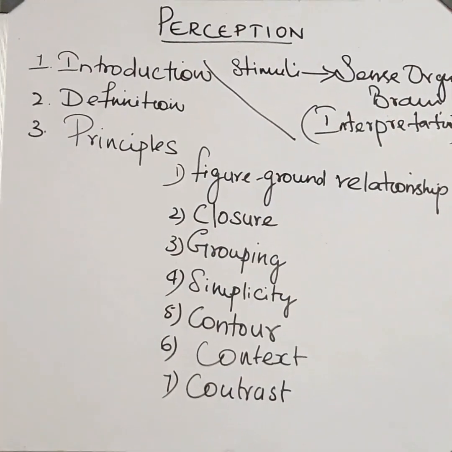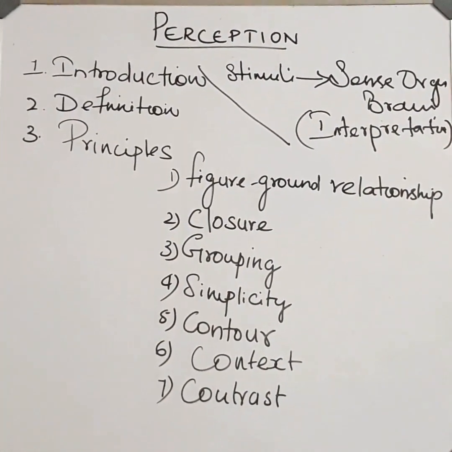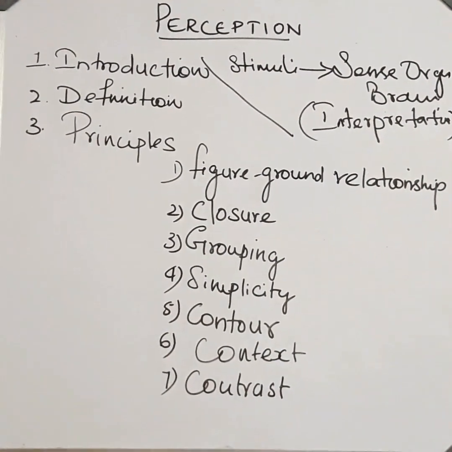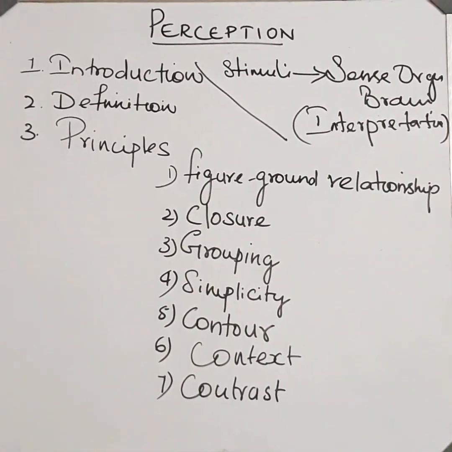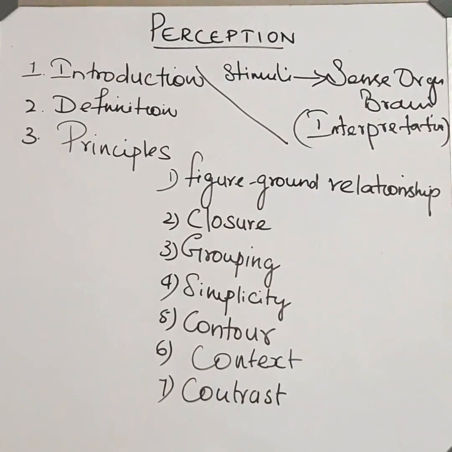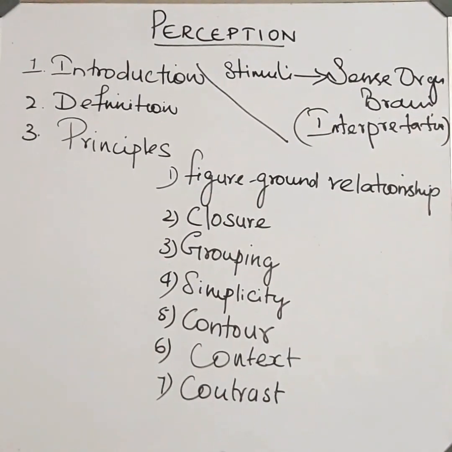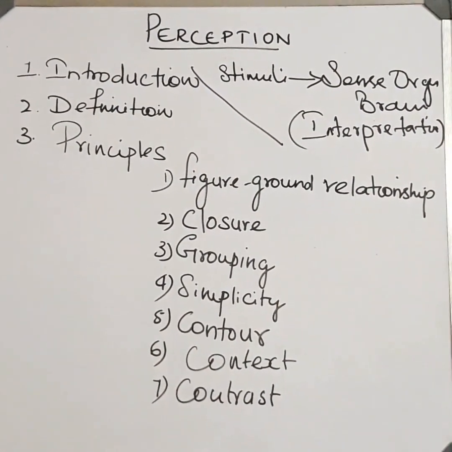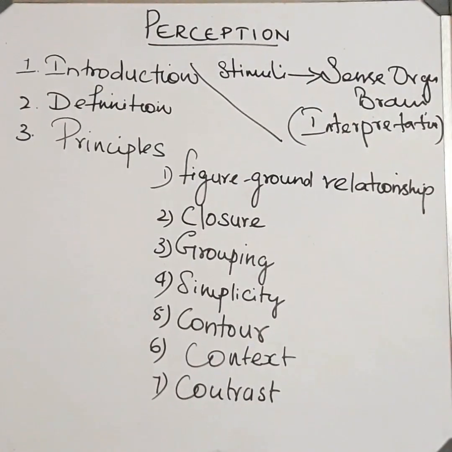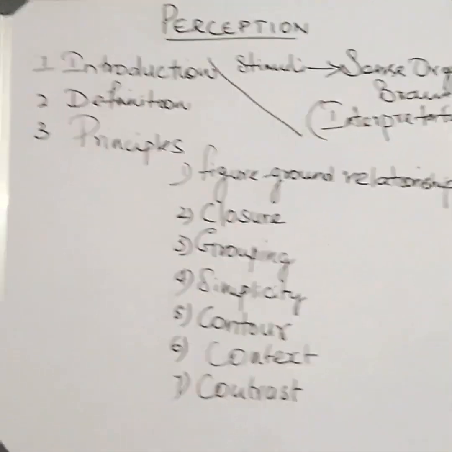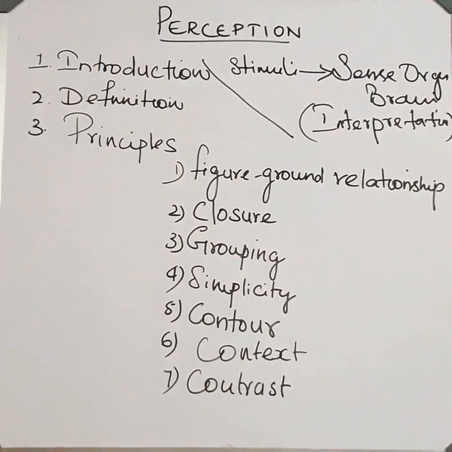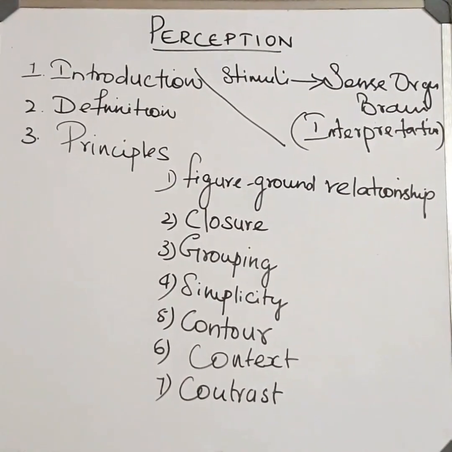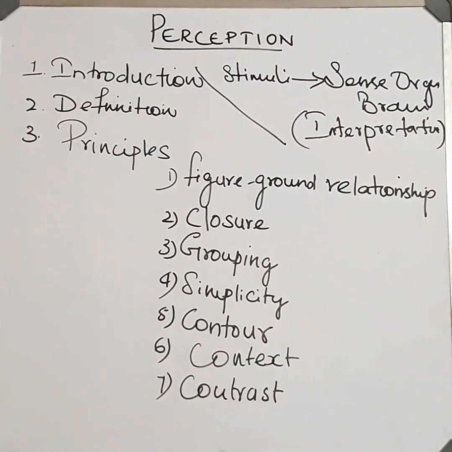Okay? Today we are going to see perception. First we want to know what is perception. Perception is the interpretation of sensory stimuli which reaches the sense organs and the brain. Interpretation gives meaning to sensation and we become aware of objects. It may be good or bad perception. We are going to see one by one.